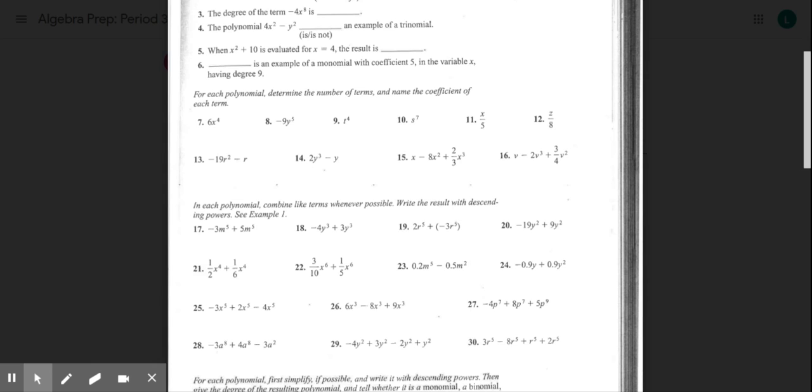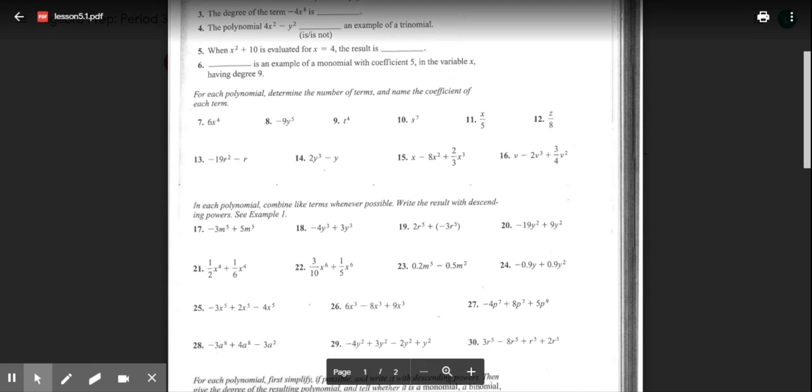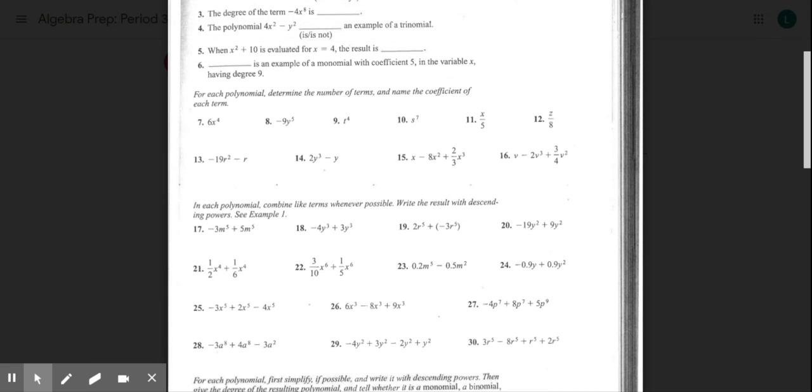Well, good morning, students. So I wanted to touch base with you and make sure that you know what you're doing on this first assignment. It says the 8 through 16 even says for each polynomial, determine the number of terms and name the coefficient of each term. Okay, so if we look at number 8, it says negative 9y to the fifth power. So again, it wants us to determine the number of terms.